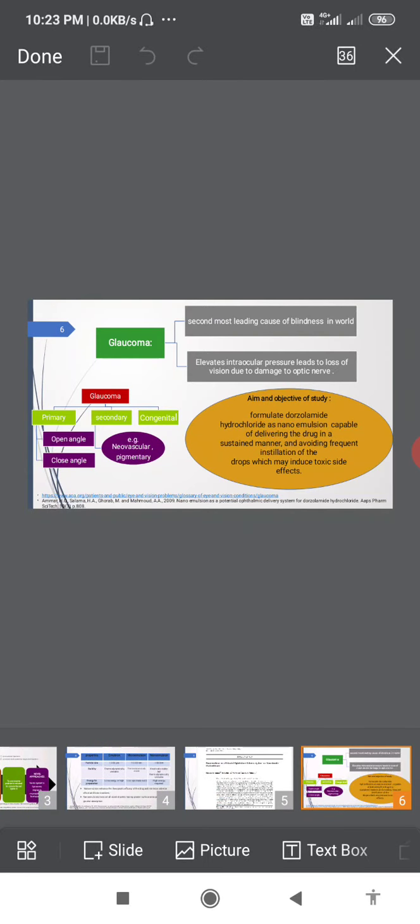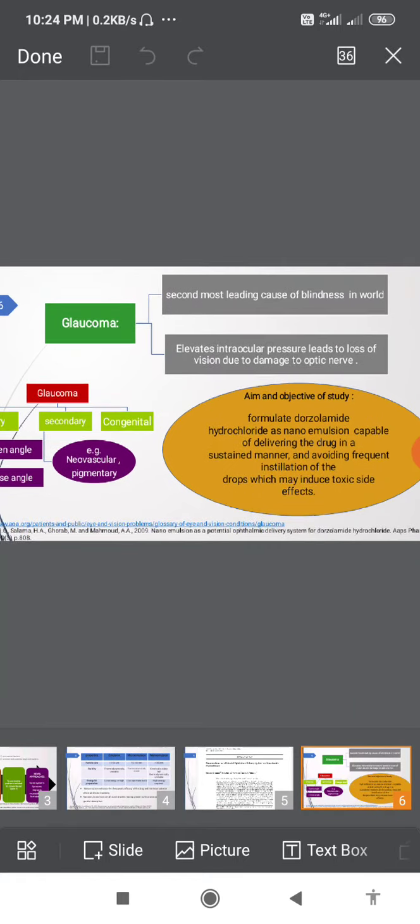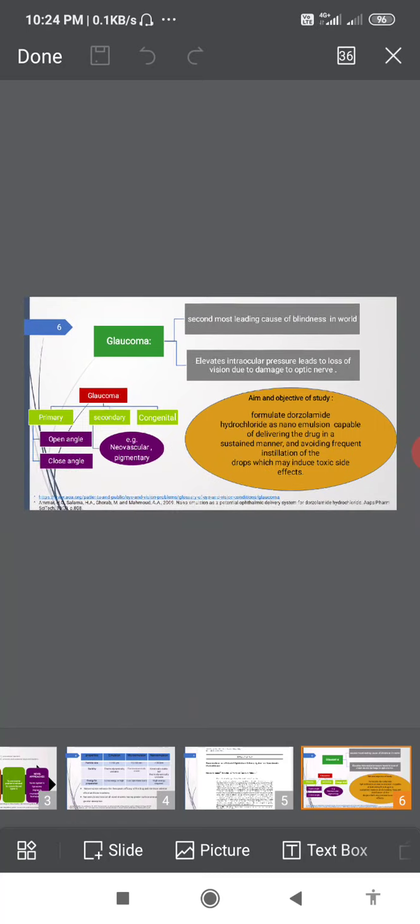Glaucoma is one of the second most leading diseases which cause blindness. In glaucoma, intraocular pressure increases and causes damage to the optic nerve, which results in blindness. The aim and objective of this article is to formulate dorzolamide hydrochloride nanoemulsion capable of sustained release of the drug, which results in reducing the frequent instillation of dorzolamide hydrochloride, and reduces the toxicity effects.